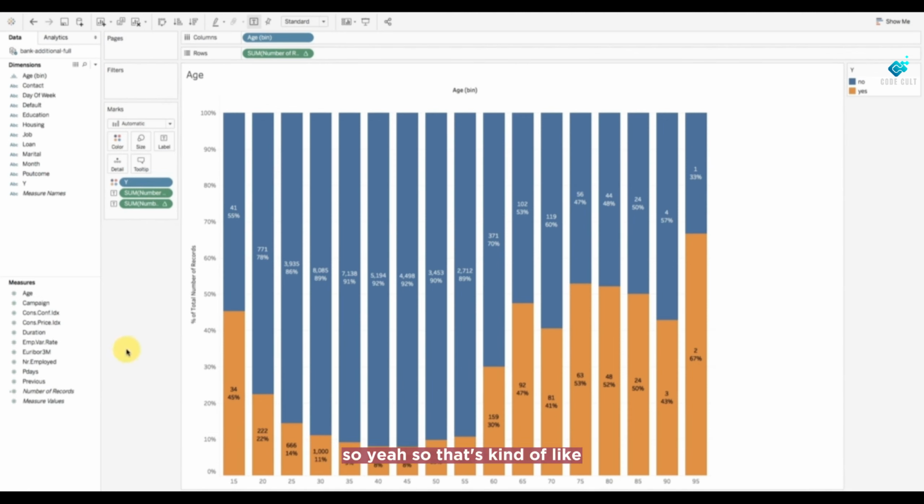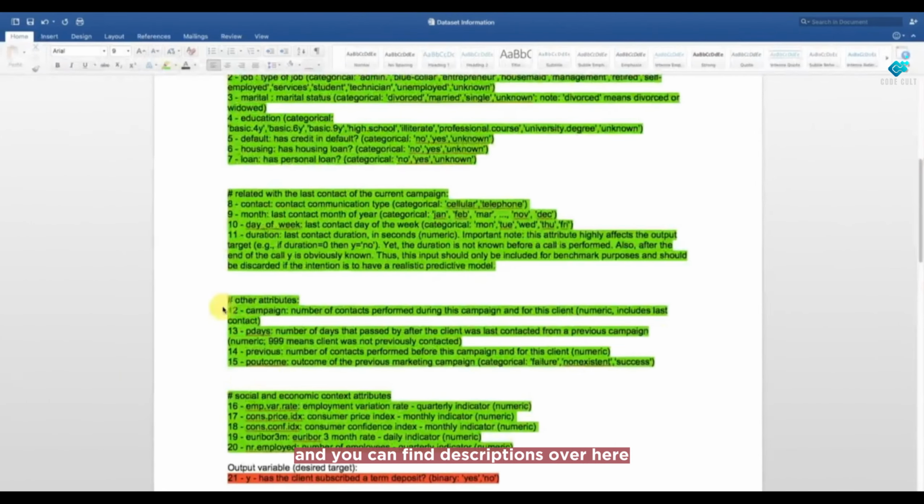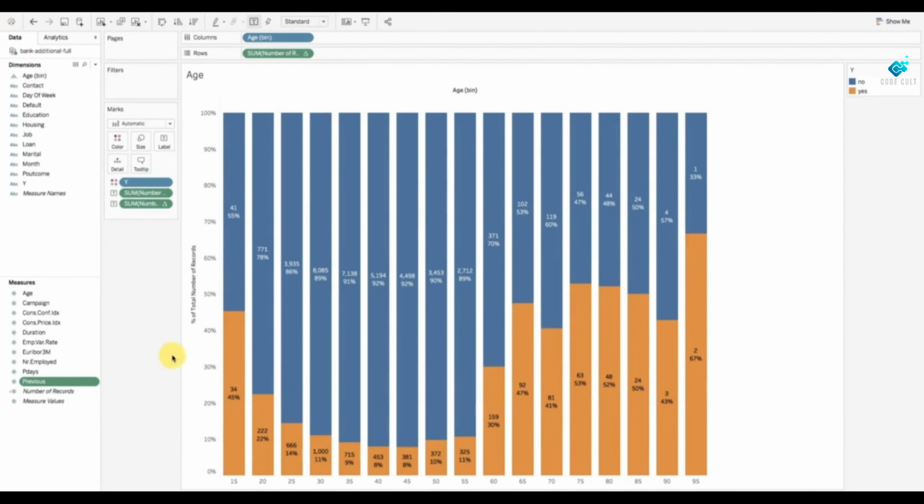So that's one of the drawbacks of this visual method: unless it's statistically significant, you can't really say much, and that's where machine learning comes to the rescue. What I wanted to say here is that you can also practice with these bins for other variables. For instance, p days could work, previous could work, and you can find the descriptions over here.